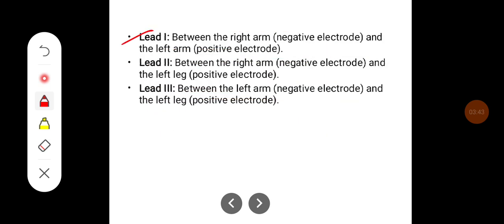Lead 1 calculates the potential difference between right arm and the left arm, whereas lead 2 is between right arm and the left leg, and lead 3 calculates the potential difference between the left arm and left leg.